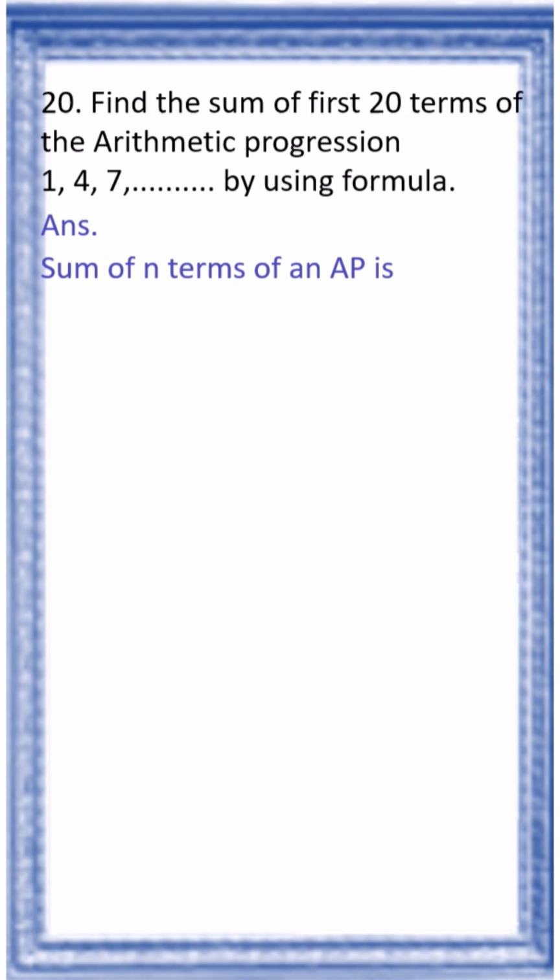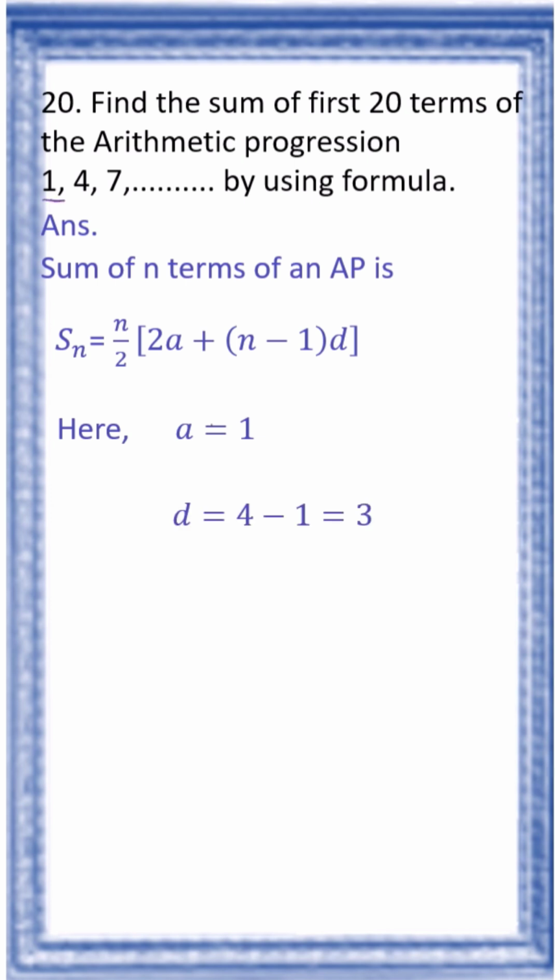Now the formula for the sum of n terms of an AP is Sn is equal to n by 2 into (2a plus (n minus 1) into d). Here a is equal to 1. Look at the problem also. d is equal to 4 minus 1, that is equal to 3. n is 20, first 20 terms. We have to find the first 20 terms, so n is equal to 20.